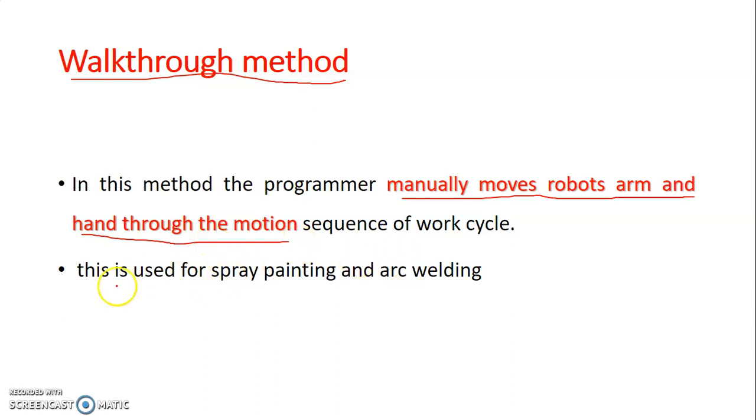He will check properly, and he will give some training to the robot by moving the robotic arm in different ways, in different motions, according to the sequence of the work cycle. That is called the walkthrough method of programming.